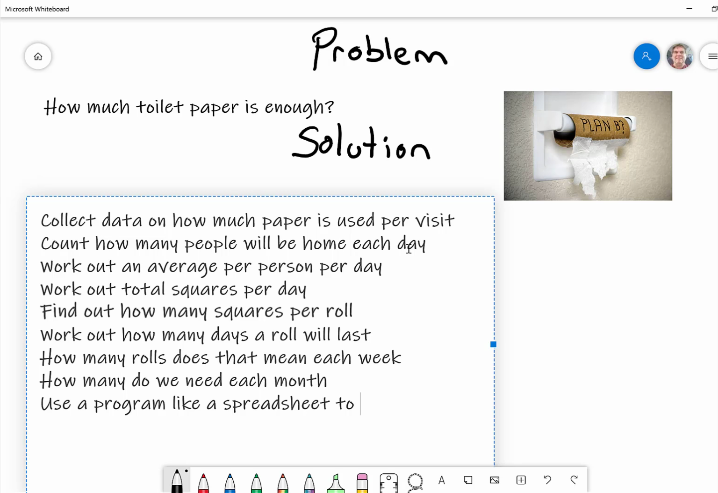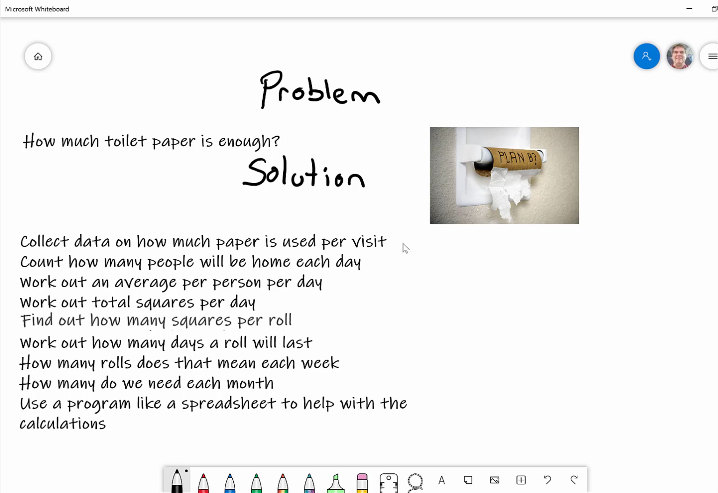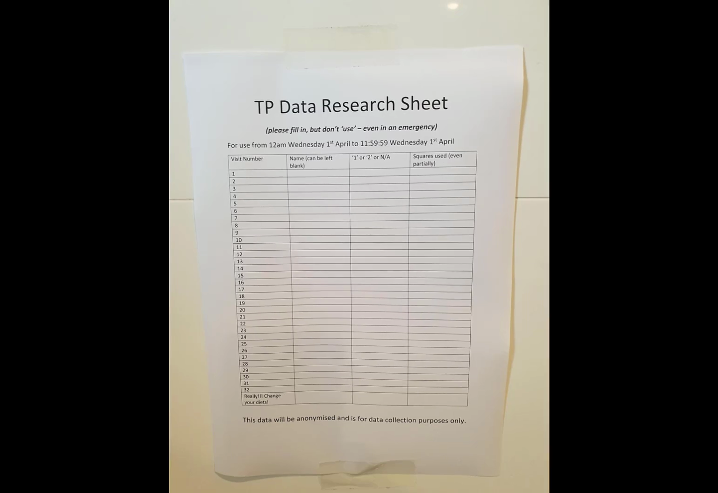So again, I'm using Microsoft Excel, but you could also use Google Sheets, or you could use Numbers by Apple. The first thing we're going to do is collect data on how much paper is used per visit, and that's what this tutorial is all about.